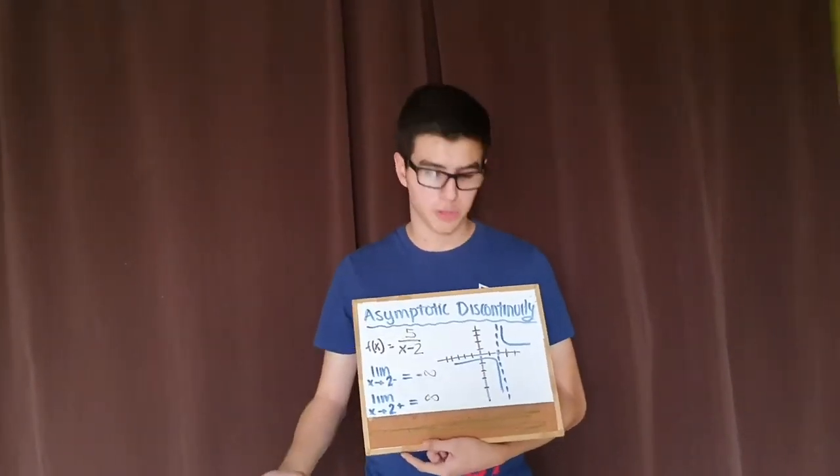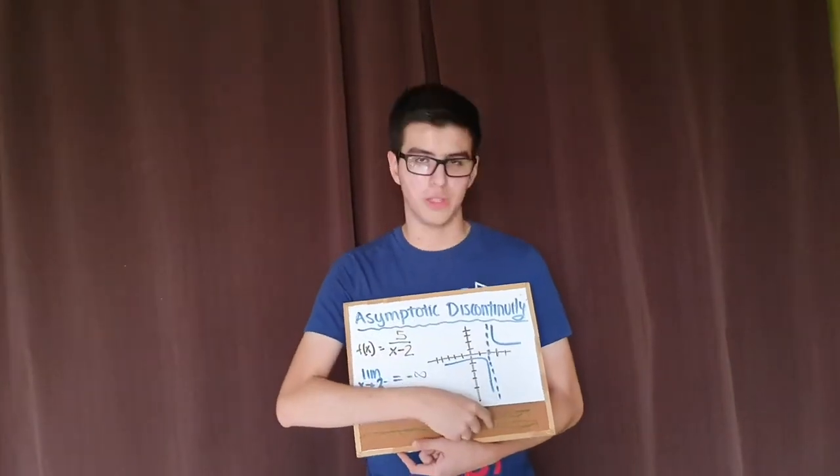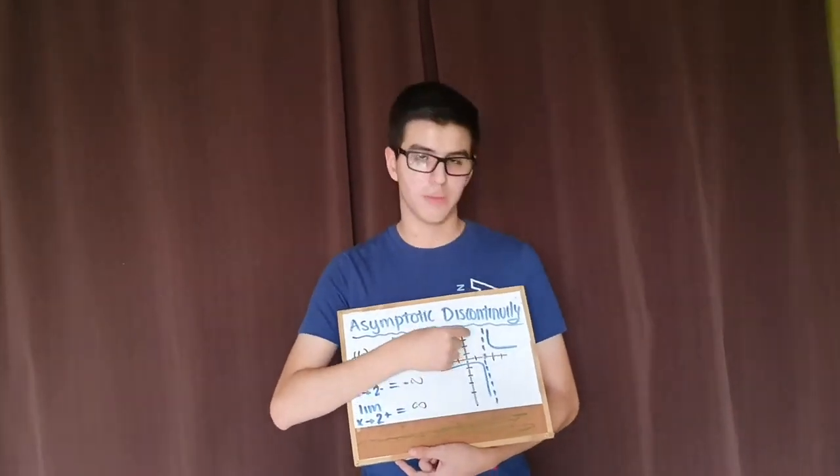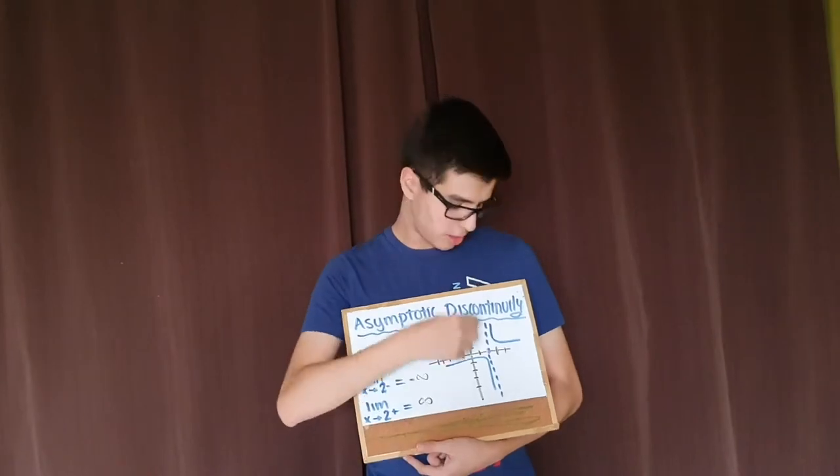It is also important to recall that there is a vertical asymptote at x equals 2, which is what makes this function go to infinity and negative infinity.